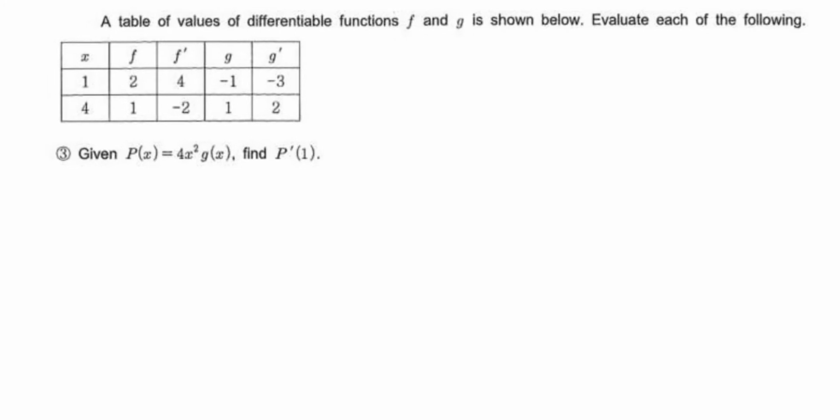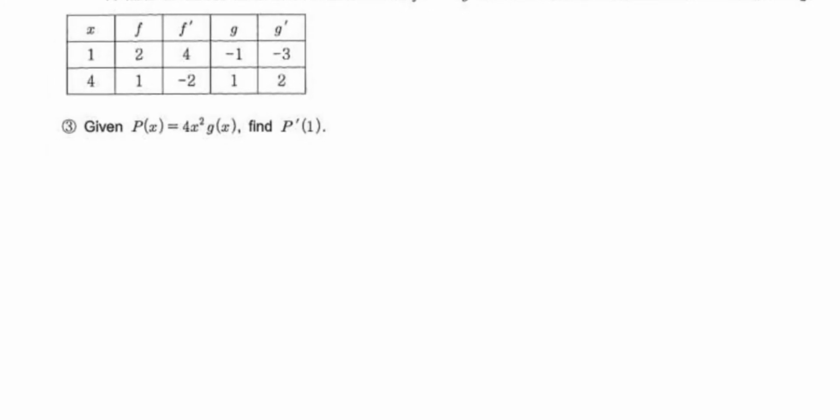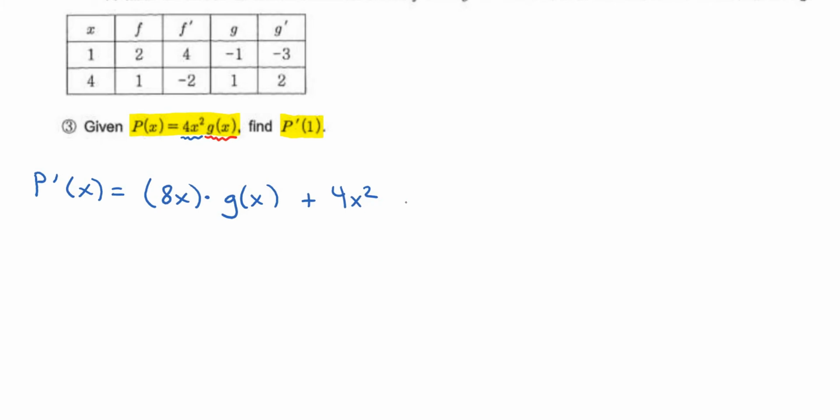Number 3 now. Same kind of problem, just a different function, but same table. So I need to find p prime of 1. Here's my function. Let's find the derivative by using the product rule. The derivative of 4x squared is going to be 8x. So 8x times the second term, which is g of x, plus the first term, which is 4x squared, and then I need to multiply by the derivative of the second term. The derivative of g of x is g prime of x.